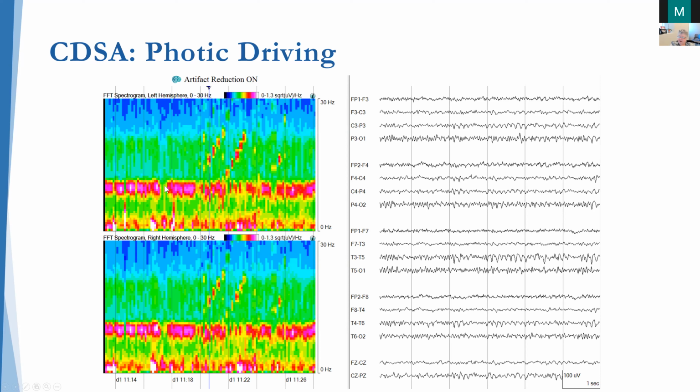And we can see here a segment of waking EEG where we see the alpha rhythm, and then the patient is undergoing photic stimulation. And at each flash frequency, we see photic driving, resulting in an increase in power at each of these different frequency bands.